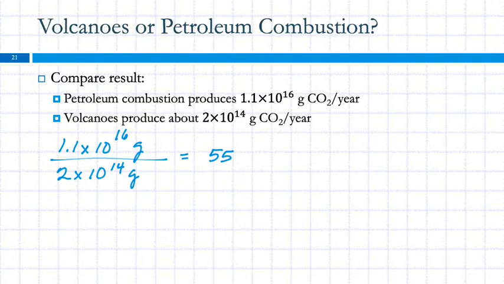So the estimate is that human combustion of petroleum products, fossil fuels, produces 55 times more CO2 than volcanoes. So that definitely makes us think that, yeah, it's something we're doing that's causing this increase in CO2. It says nothing about whether the CO2 increase is actually causing the increase in the temperature. Probably. That's one of those things that's hard to prove. Any questions?